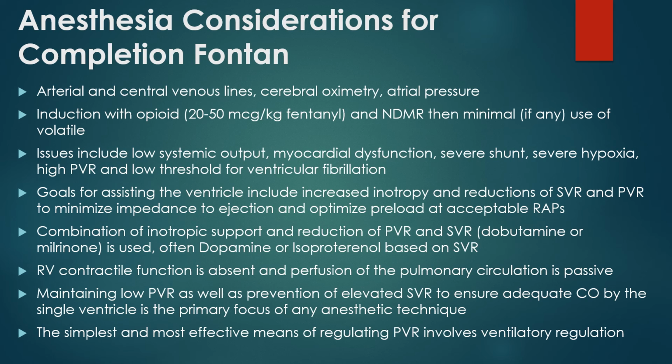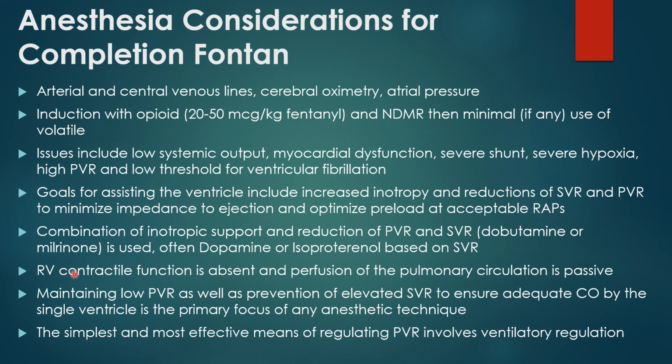Goals for assisting the ventricle include increased inotropy and reductions of SVR and PVR. You're basically a single ventricle. You've got a left heart that's not really working, the right heart's doing all the work, and then the right heart is doing systemic perfusion, and the venous return is coming through the shunts that you've created with the Glenn and the BT. And then a combination of inotropic support and reduction of PVR and SVR is used. So basically, dobutamine and milrinone are very useful drugs. Sometimes dopamine and isoproterenol; it's cultural, depends on where you work, and everybody thinks their technique is much better than everybody else's.